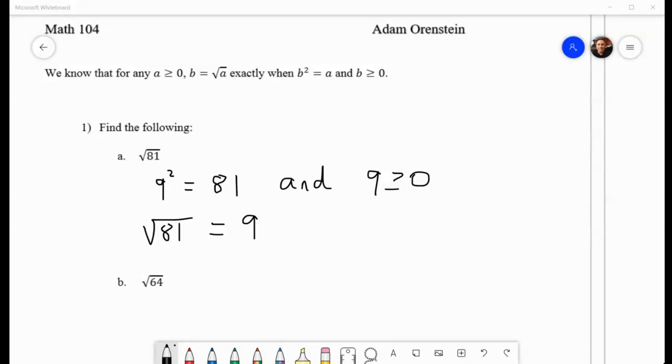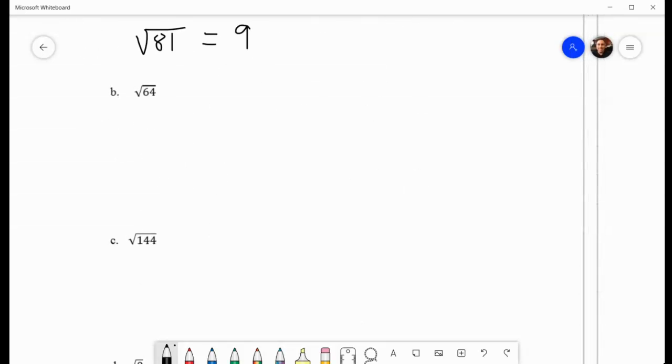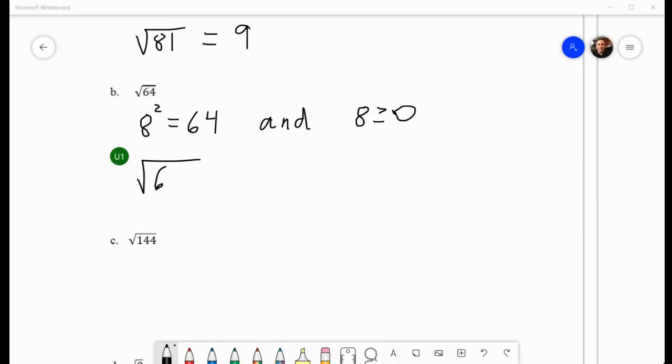Now, what about the square root of 64? Well, let's take a look. It's the same idea. Namely, we know that 8 squared is 64, and we know 8 is non-negative. So because of that, we get the square root of 64 equals 8.